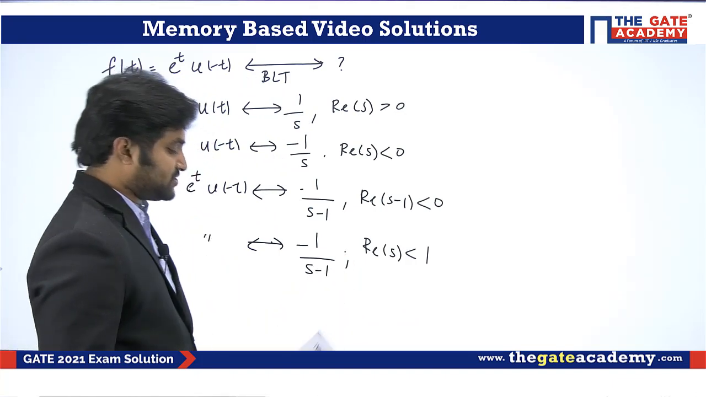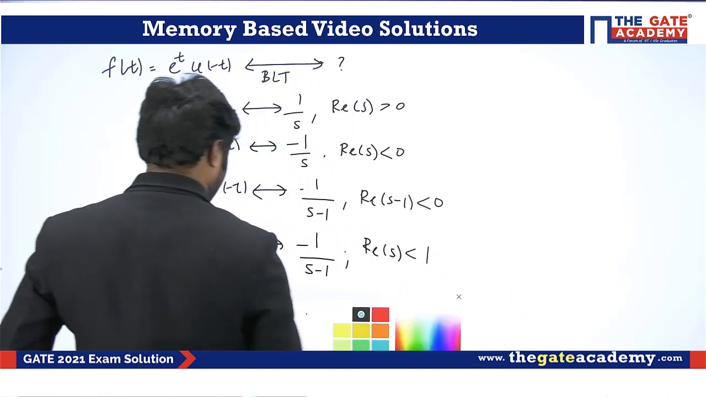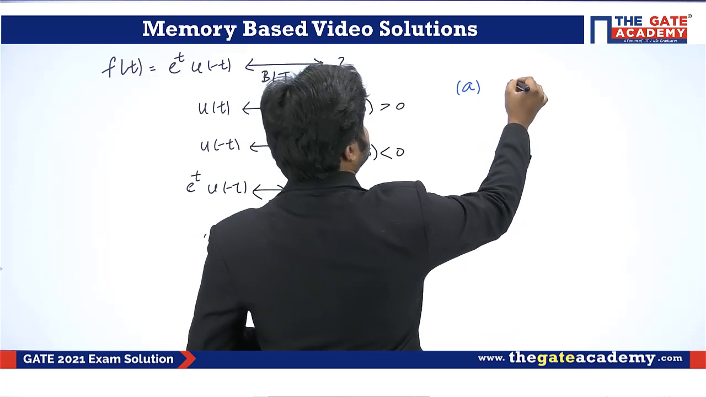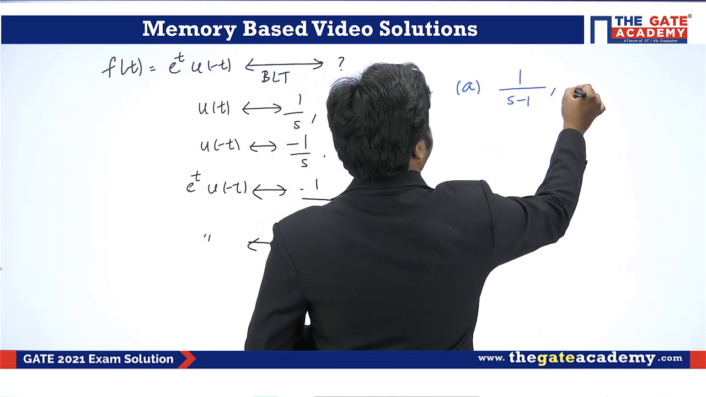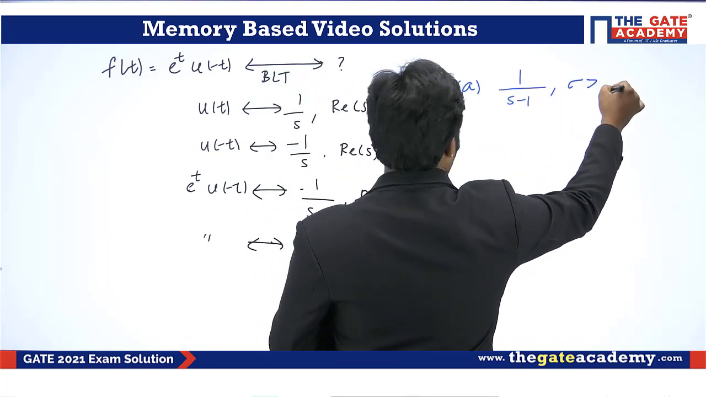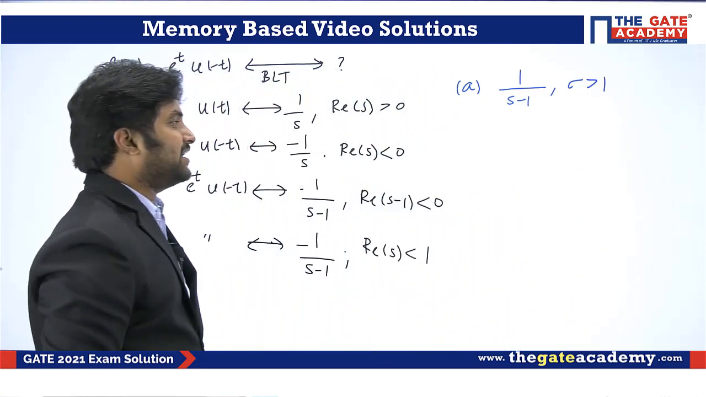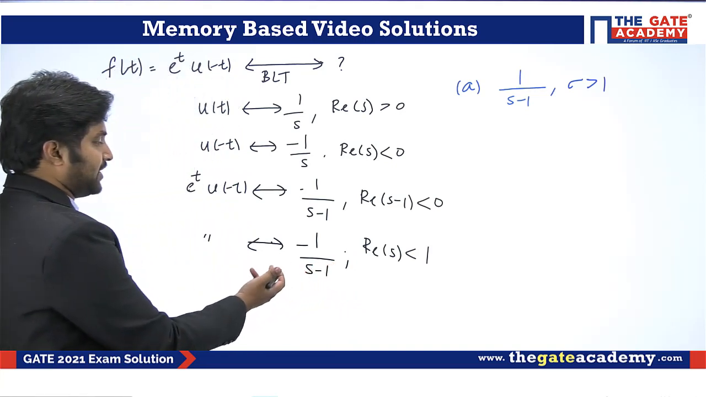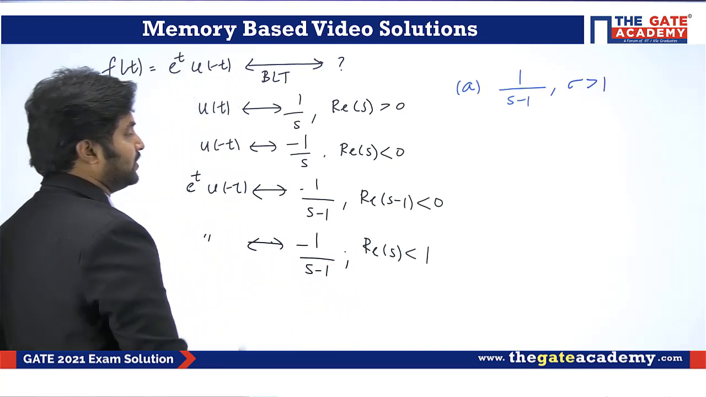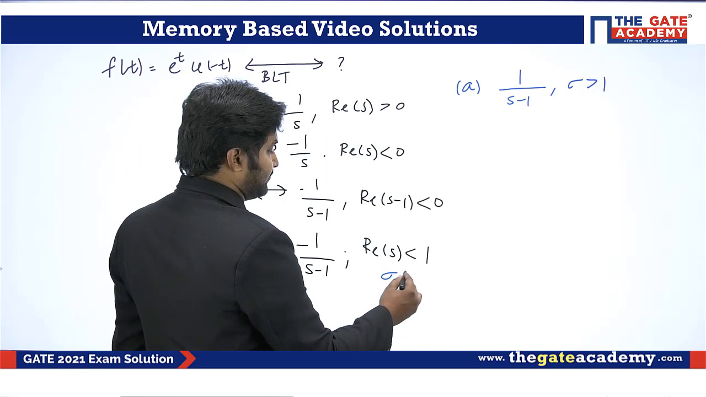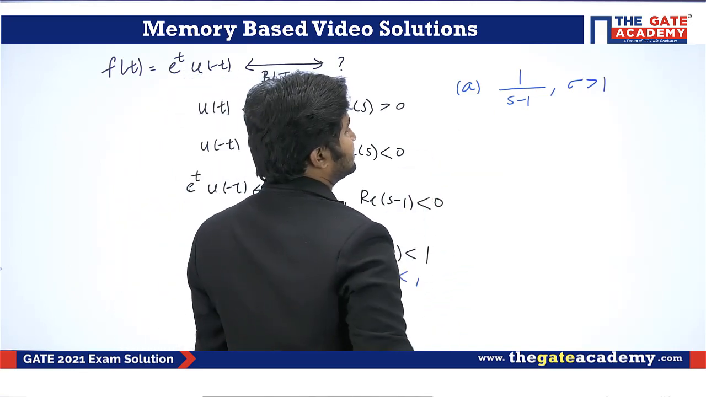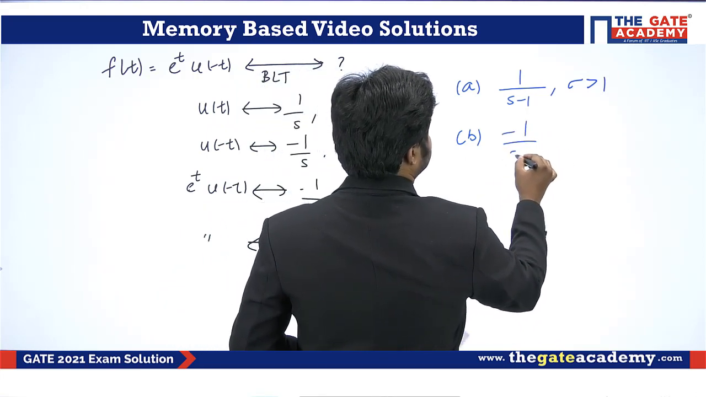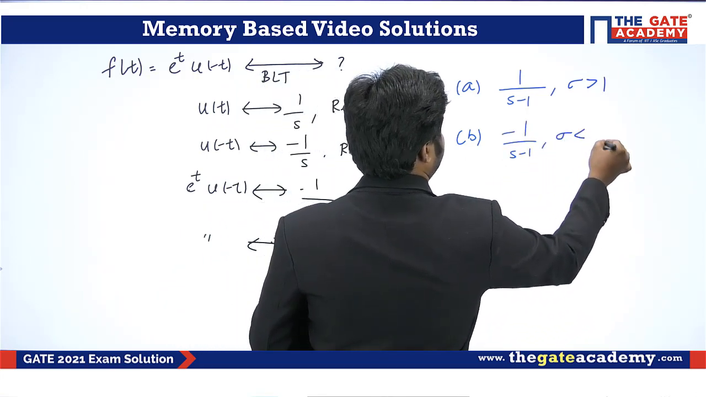So you can see the options which are given. The first option is 1 by s minus 1 for sigma greater than 1. Basically the real part of s is nothing but sigma, yes or no? But it is not matching, right? We have minus 1 by s minus 1, whereas here it is sigma less than 1, and the first option says sigma greater than 1. So option B is minus 1 by s minus 1 for sigma less than 1.